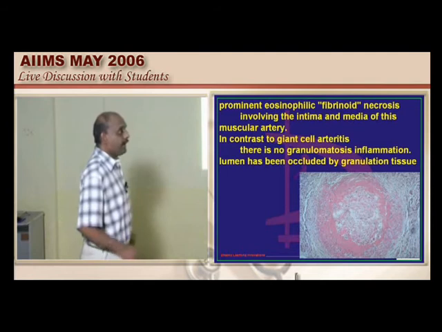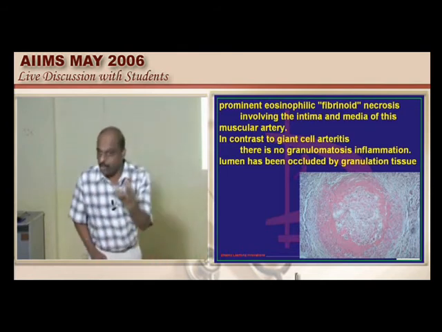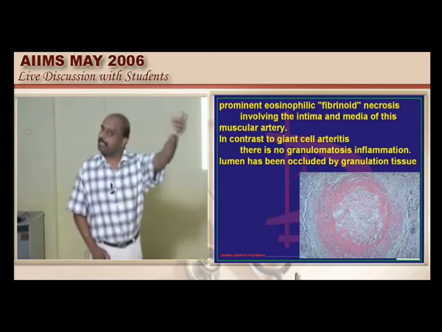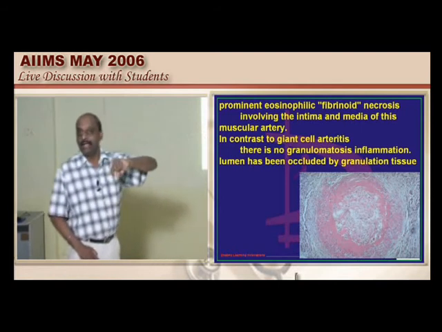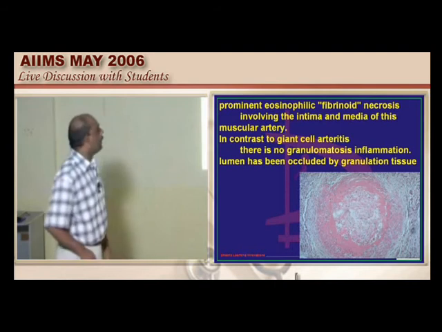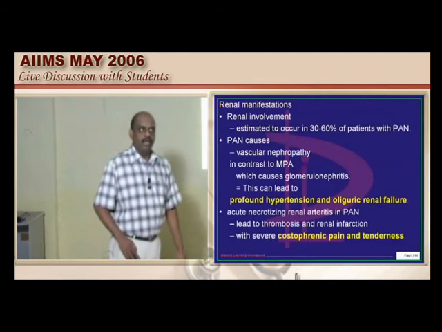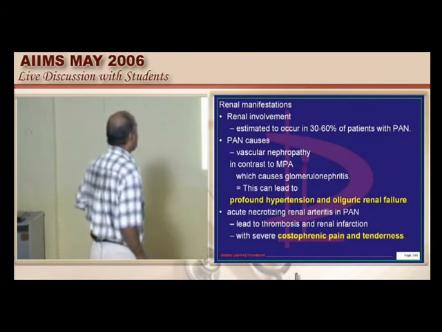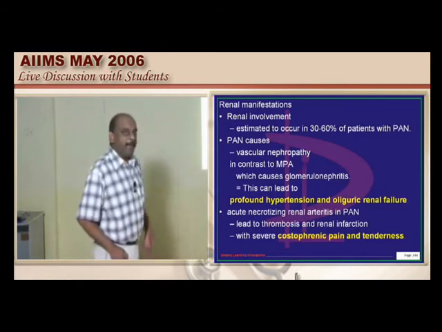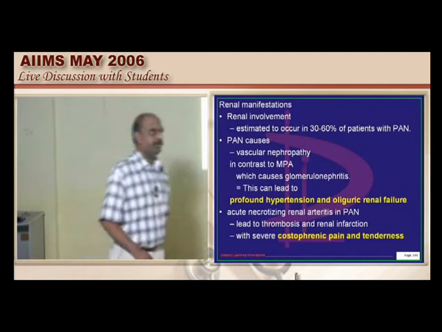Typically, in the case of giant cell arteritis, if you look at the vasculitis of the vessel, there is a granuloma formation. So it is a granulomatous vasculitis that you see in giant cell arteritis, whereas it is a non-granulomatous vasculitis that you see in polyarteritis nodosa, which I want to underscore to all of you. Similarly, in polyarteritis nodosa, there can be renal involvement in about 30 to 60% of patients, and the type of involvement is called vascular nephropathy, which I want to underscore to all of you.